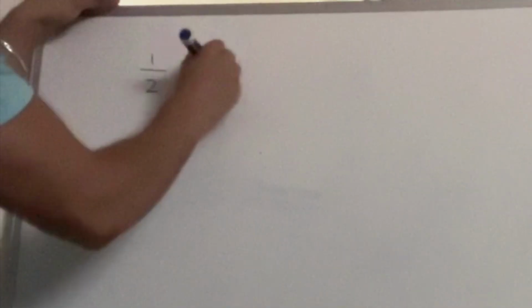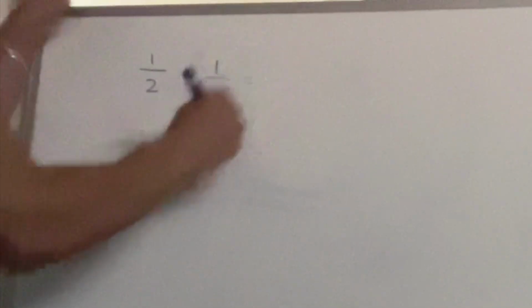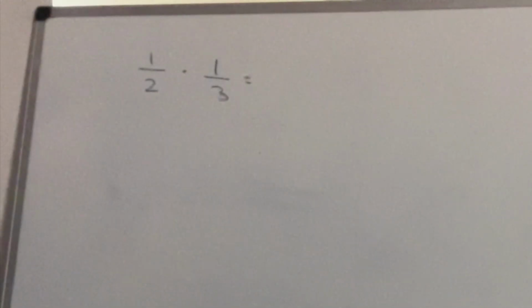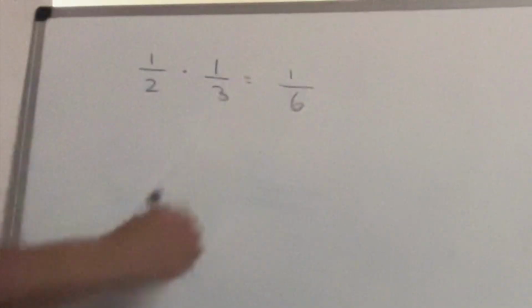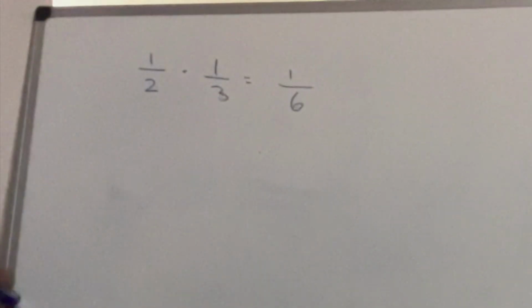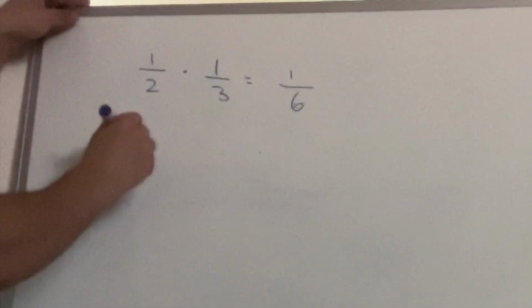For multiplication, it doesn't really matter. You just multiply the top and the bottom. So 1 times 1 is 1, 2 times 3 is 6. That's all you have to do. Simple.